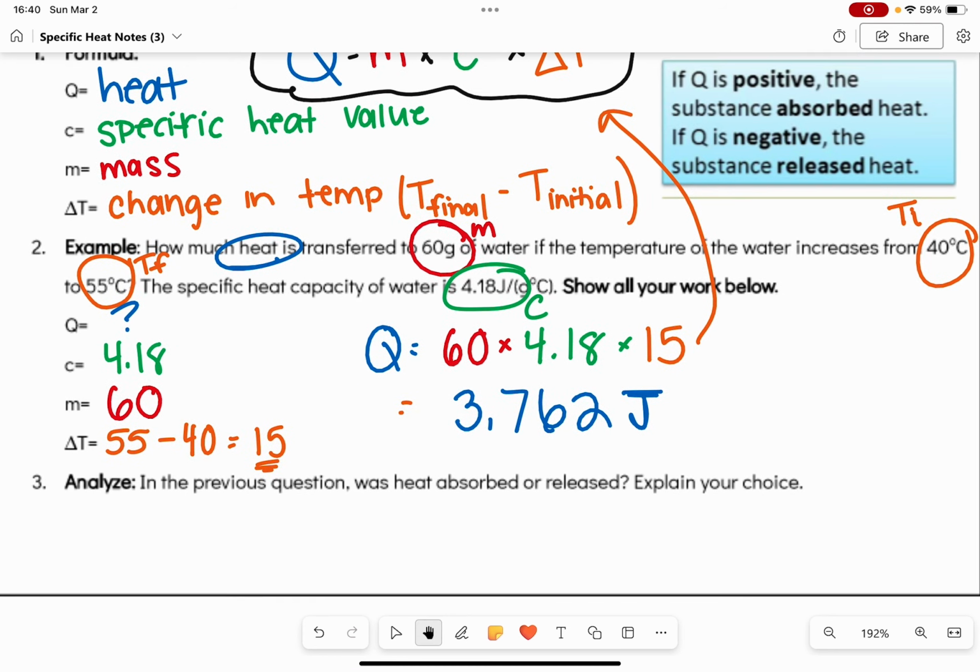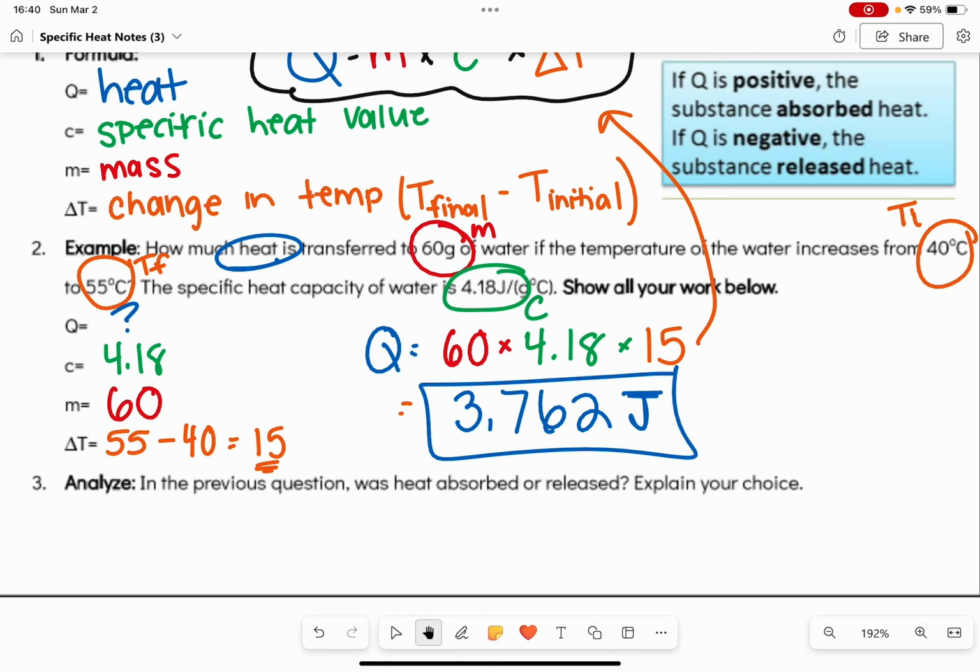Okay. So now that we have our answer, I'm going to box it, and we're going to look at what that answer means. So depending on our answer, it is either going to tell us if the substance absorbed heat or if it released heat. So that is all based off of the part that I just circled. So if we get a positive answer, that means our substance absorbed it. If we get a negative answer, that means our substance released heat.